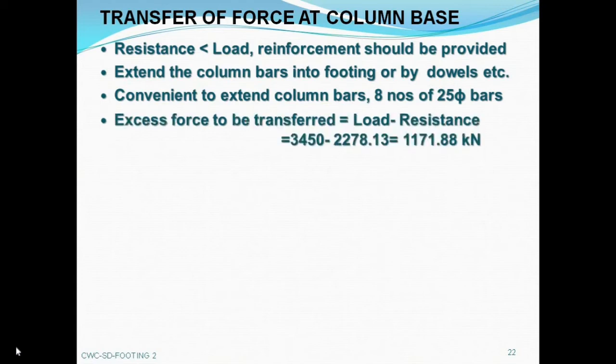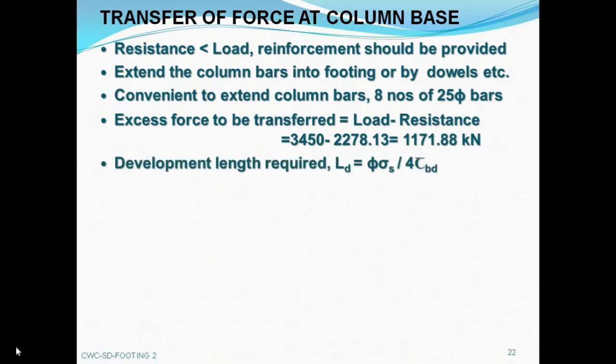The excess force to be transferred by the column bars is equal to load minus resistance, that is factored axial load of 3450 minus limiting bearing resistance of 2278, which will give you a value of 1171.88 kilonewton. Now, we know the equation for development length is LD is equal to φ σs divided by 4 τbd. In this case, φ is equal to 25 mm, that is diameter of the column bars.